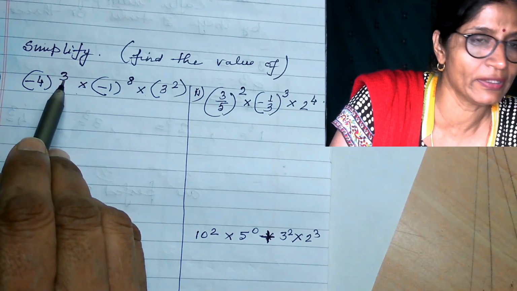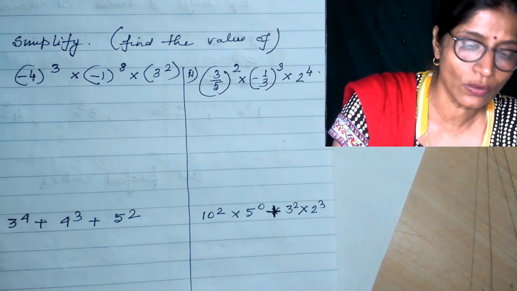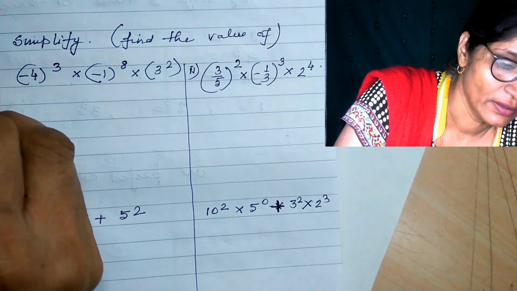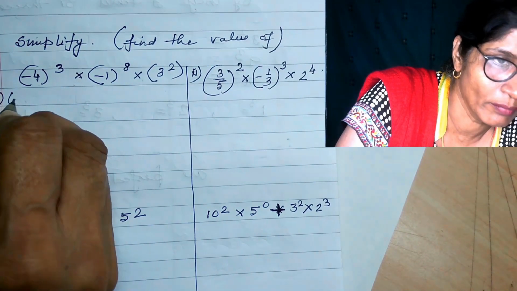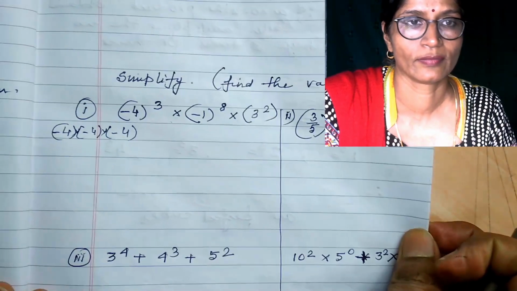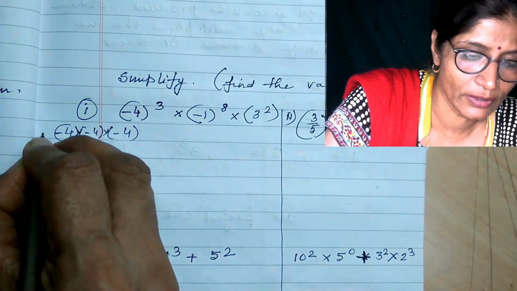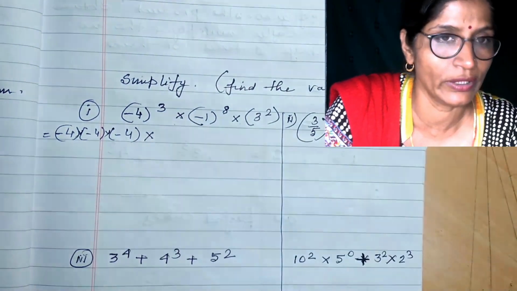Minus 4 to the power 3 means minus 4 into minus 4 into minus 4, 3 times. So you will write it here, minus 4 into minus 4 into minus 4, 3 times. That is equal to. Now minus 1 to the power 8, 8 times. So please don't write minus 1 8 times.